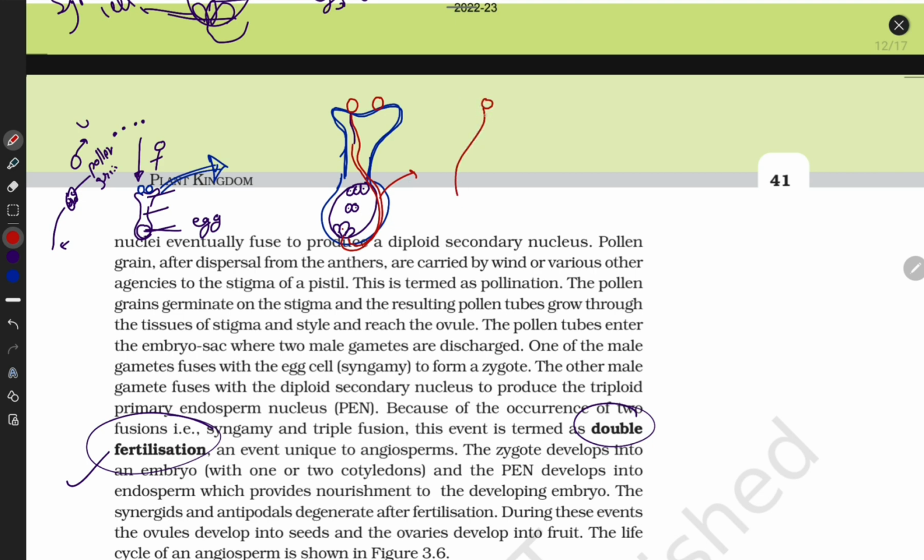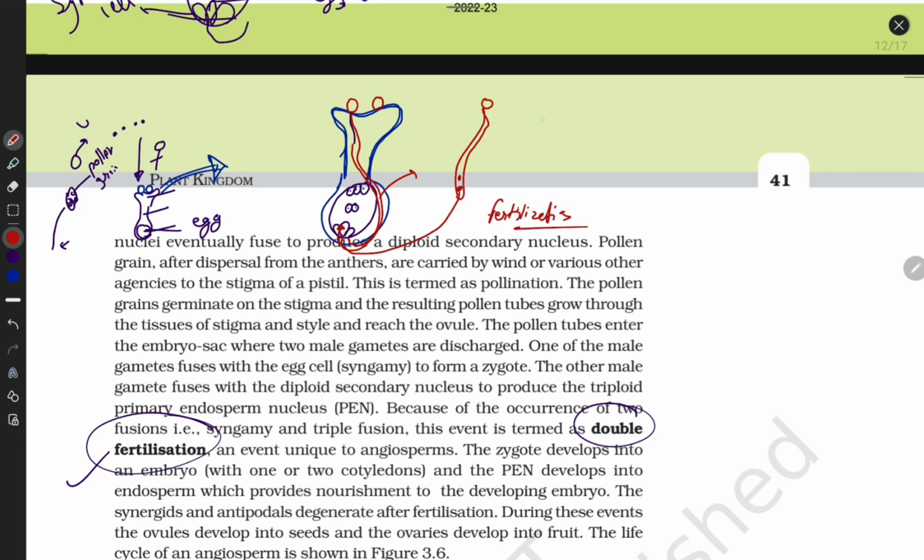This pollen tube, what does it contain? It contains the male gamete. And here is the egg cell. Now this male gamete fuses with the egg cell. This is called fertilization.